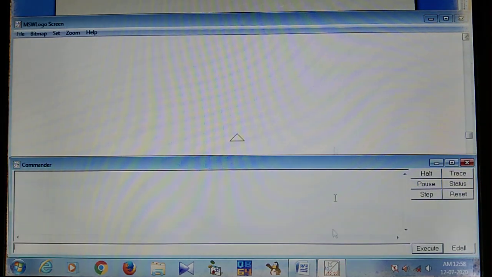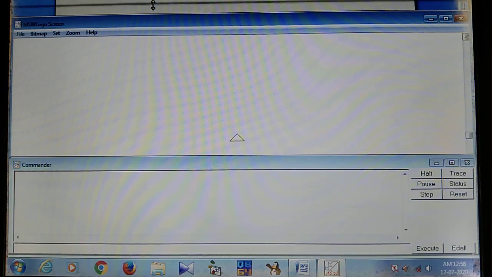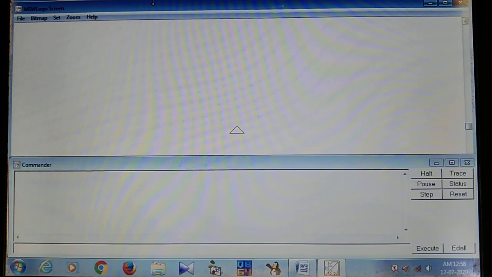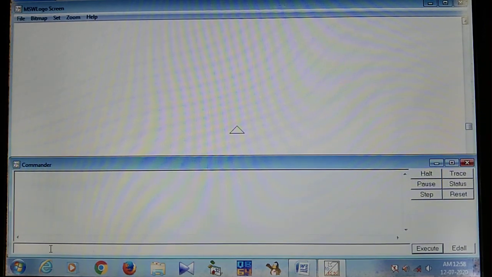Dear students, it is your MSW Logo software. Okay, I click here in the command input box. Let me show you one by one. Through the use of pen up and pen down primitives, I draw the two parallel lines. Let me show you one by one.